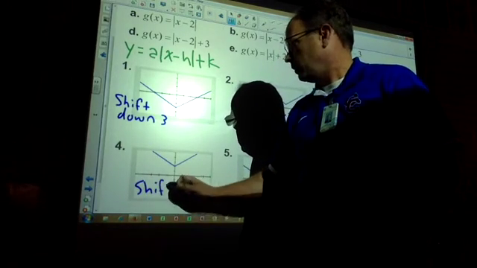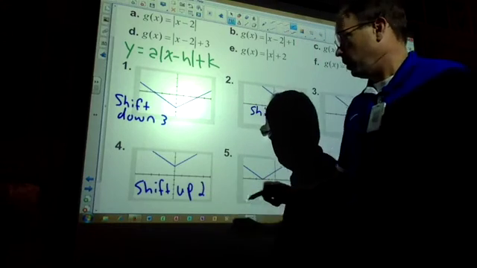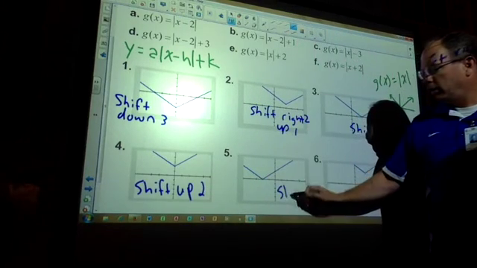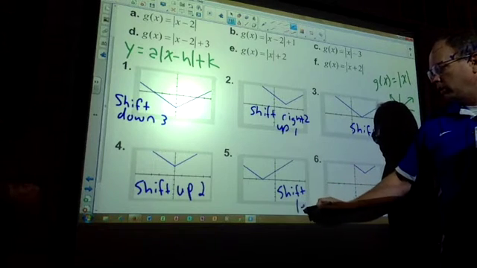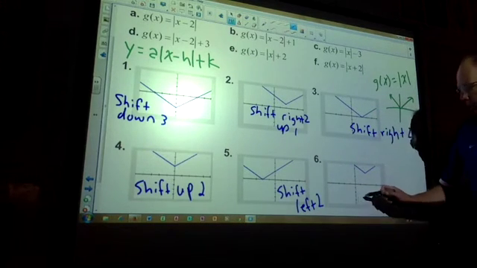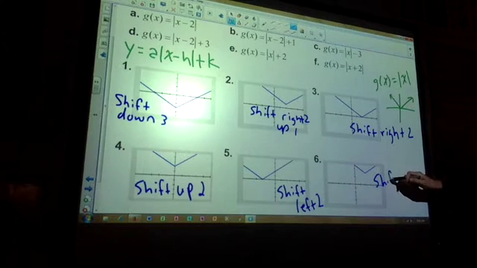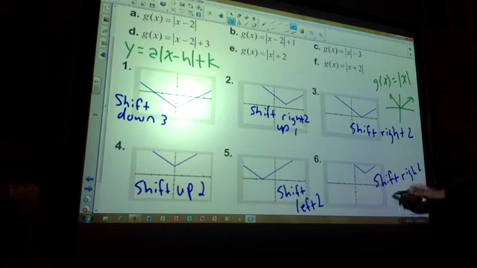Shift up 2. Shift left 2. Shift right 2, up 3. Is that what we decided? Yeah. Okay. So again, I'm just putting words that I think would make sense with all of you right now. I'm not asking you right this very second to say, okay, now let's match A, B, C, D, E, F to 1, 2, 3, 4, 5, 6. I'm not asking you to do that yet.